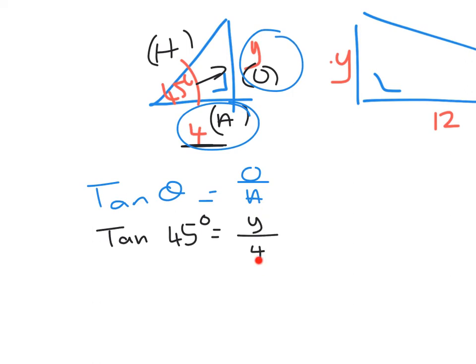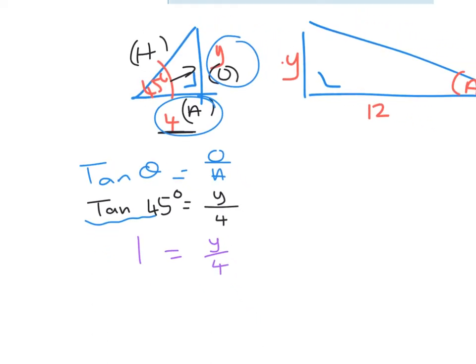Now, we want y on one side, everything else on the other, but we can actually tidy this up a lot. So tan of 45 degrees. When you type that into your calculator, what are you going to get? Tan of 45 degrees is what we call a special angle. It's unusual because when you type in tan of 45 degrees, you actually just get 1. So here we have 1 equals y over 4. I want y on one side, everything else on the other. So it's a divide by 4 on this side, so I'm going to multiply by 4 on this side. They will cancel, and you're getting y equals 4.